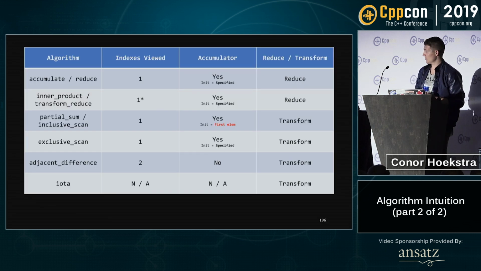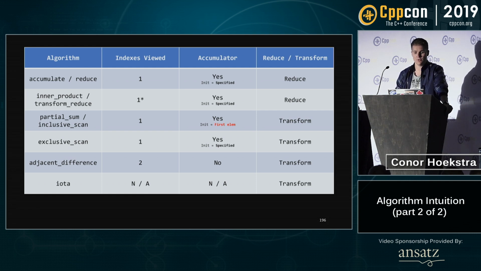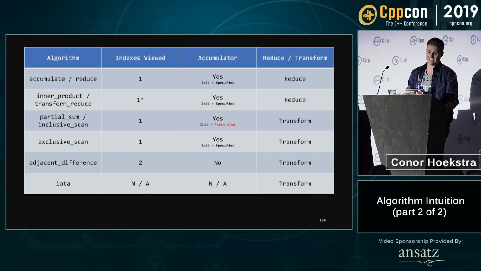So this is what the algorithm intuition table looks like at the beginning. We're going to change it a little bit over the next few slides. We have our accumulate and reduce, our inner product and transform reduce, partial sum, inclusive scan, exclusive scan, adjacent reduce, and iota. And I have categorized them by 3 properties: the number of indexes that we're looking at, whether or not the algorithm has an accumulator, and whether the algorithm is a reduce type of operation or a transform type of operation.